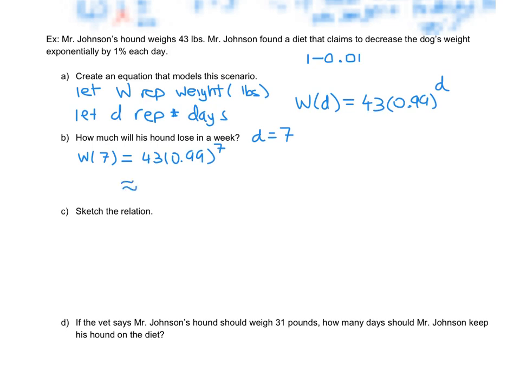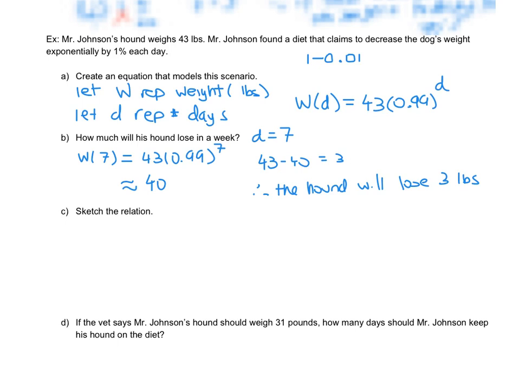And when we plug this into our calculator, you get 40.0788. So we can just round that to, let's say, 40. So the hound will weigh 40 pounds in a week. So that means it will have lost 3 pounds. So therefore, the hound will lose 3 pounds.